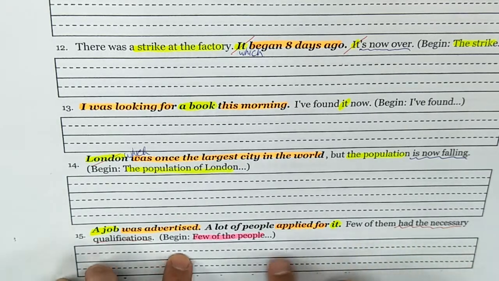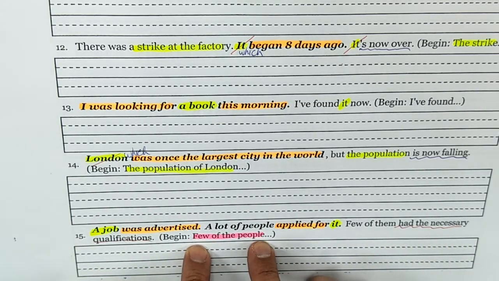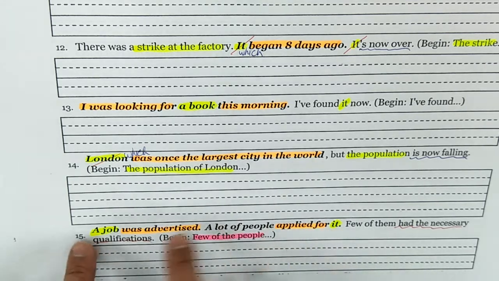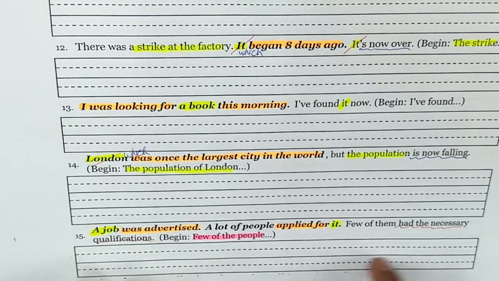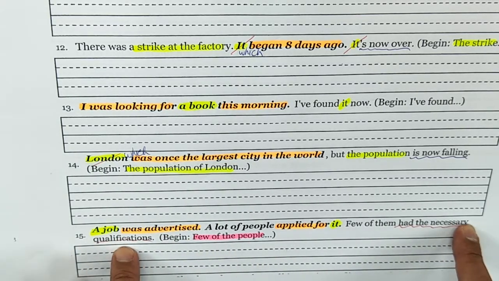One more time. Few of the people, what people? Who applied for what? The job. What job? Which was advertised, had the necessary qualifications.